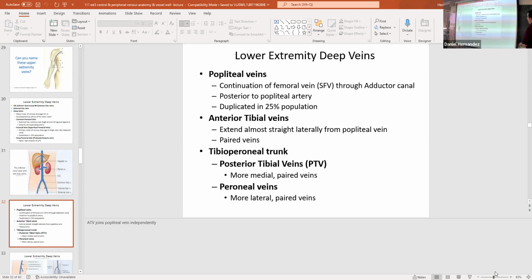So similar to arteries, those veins are going to also bifurcate or split into the anterior tibial veins and then the posterior tibial or the tibial peroneal trunk. And that tibial peroneal trunk will then split into the posterior tibial veins and peroneal veins. ATA.